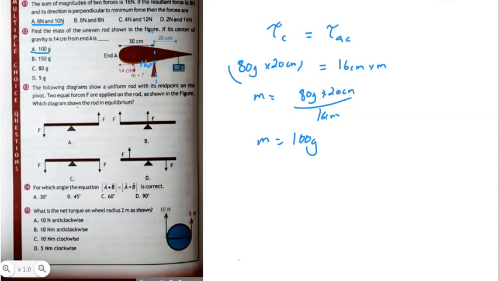Then question number 13 is, the following diagram shows a uniform rod with its midpoint on the pivot. Two equal forces F are applied on the rod as shown in the figure. Which diagram shows the rod in equilibrium?